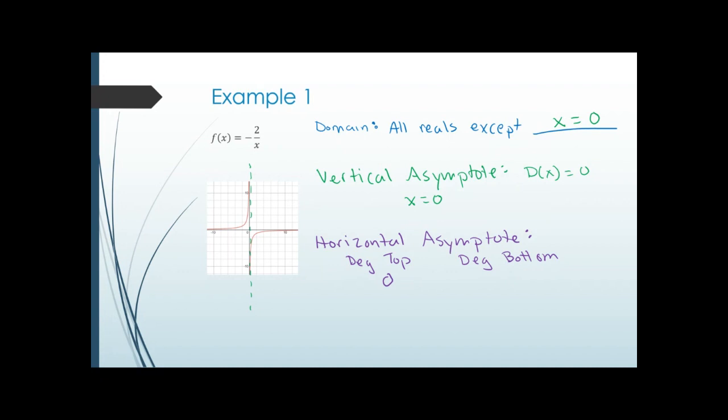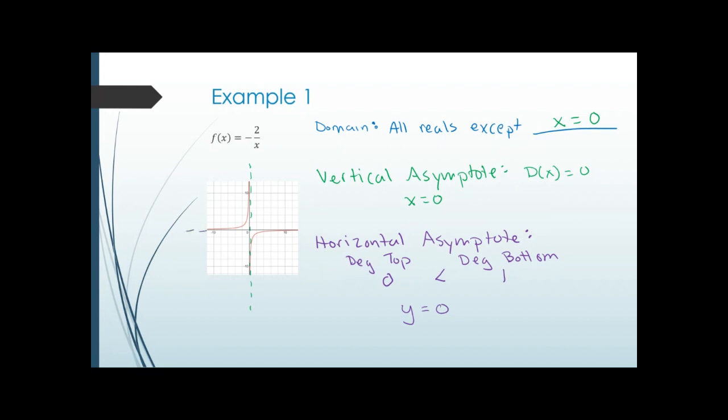In the denominator, we have an x, which has no exponent. If you have just a single x, that's degree 1. So our degree of the top is less than the degree of the bottom. Every time that happens, your horizontal asymptote is y equals 0. So that is our horizontal asymptote.